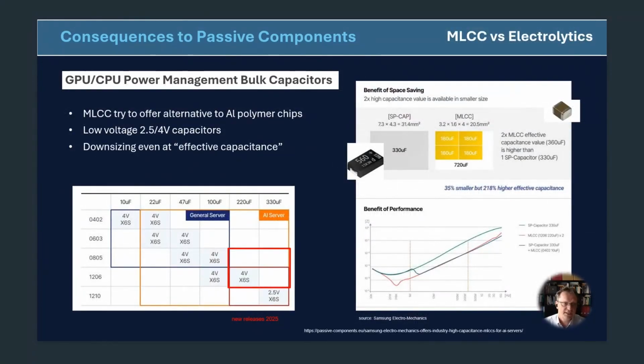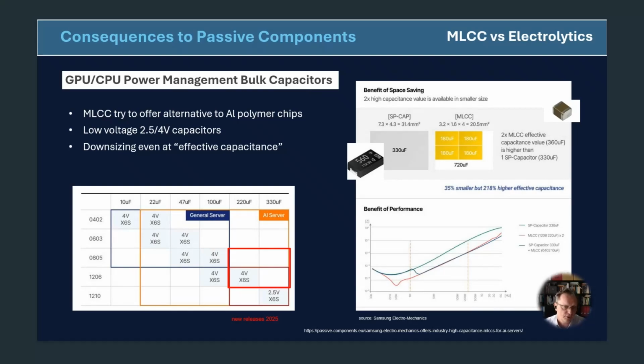We can see releases of very high CV ceramic capacitors trying to address various challenges. This is the example of GPU-CPU coupling, where ceramic capacitors try to even replace conventional bulk capacitors, in this case SP-cap aluminum capacitors, by release of new high CV ceramics. We can see latest releases 220 microfarad 4 volt in 1206, 330 microfarad in 1210 at 2.5 volt. That should go directly to the processor coupling.